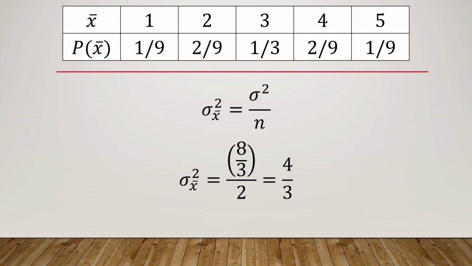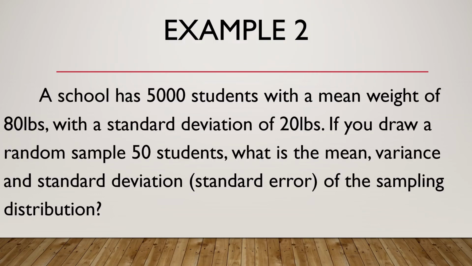And for us to compute the variance of the sampling distribution, we have the variance divided by the sample size. In this case, the variance of the population is 8/3 divided by 2, so we have 4/3. Meaning the variance of the sampling distribution is 4/3.